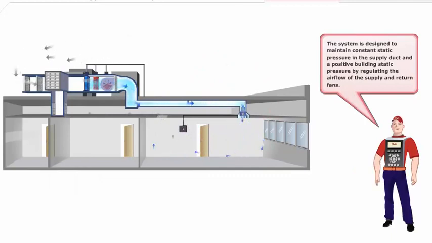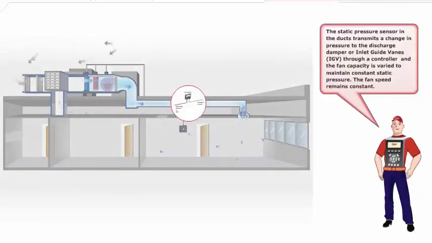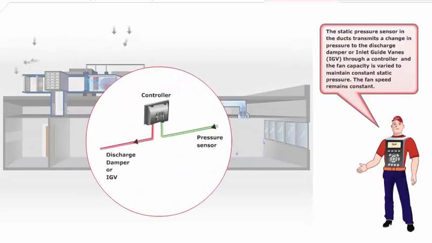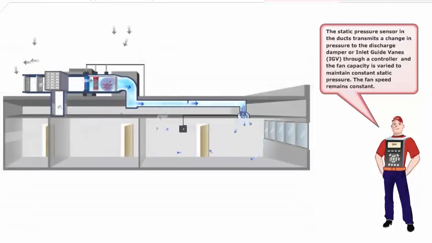The system is designed to maintain constant static pressure in the supply duct and a positive building static pressure by regulating the airflow of the supply and return fans. The static pressure sensor in the ducts transmits a change in pressure to the discharge damper or inlet guide vanes, through a controller, and the fan capacity is varied to maintain constant static pressure. The fan speed remains constant.